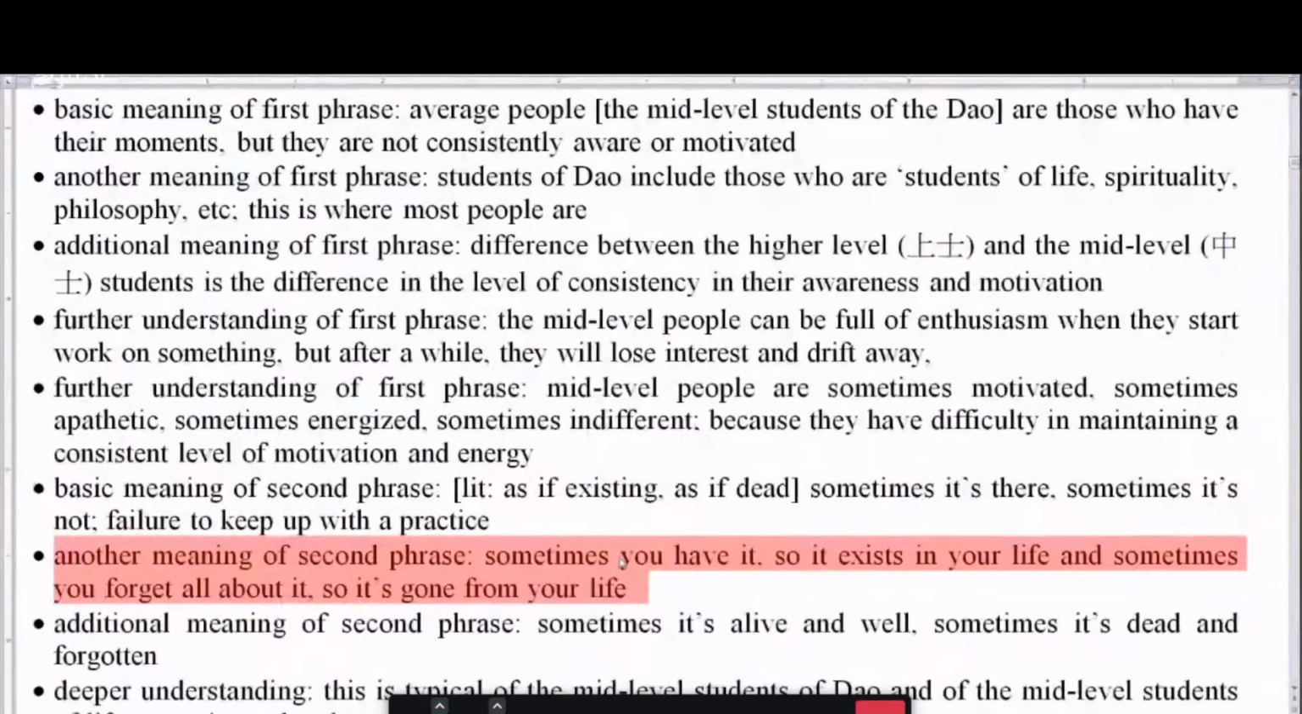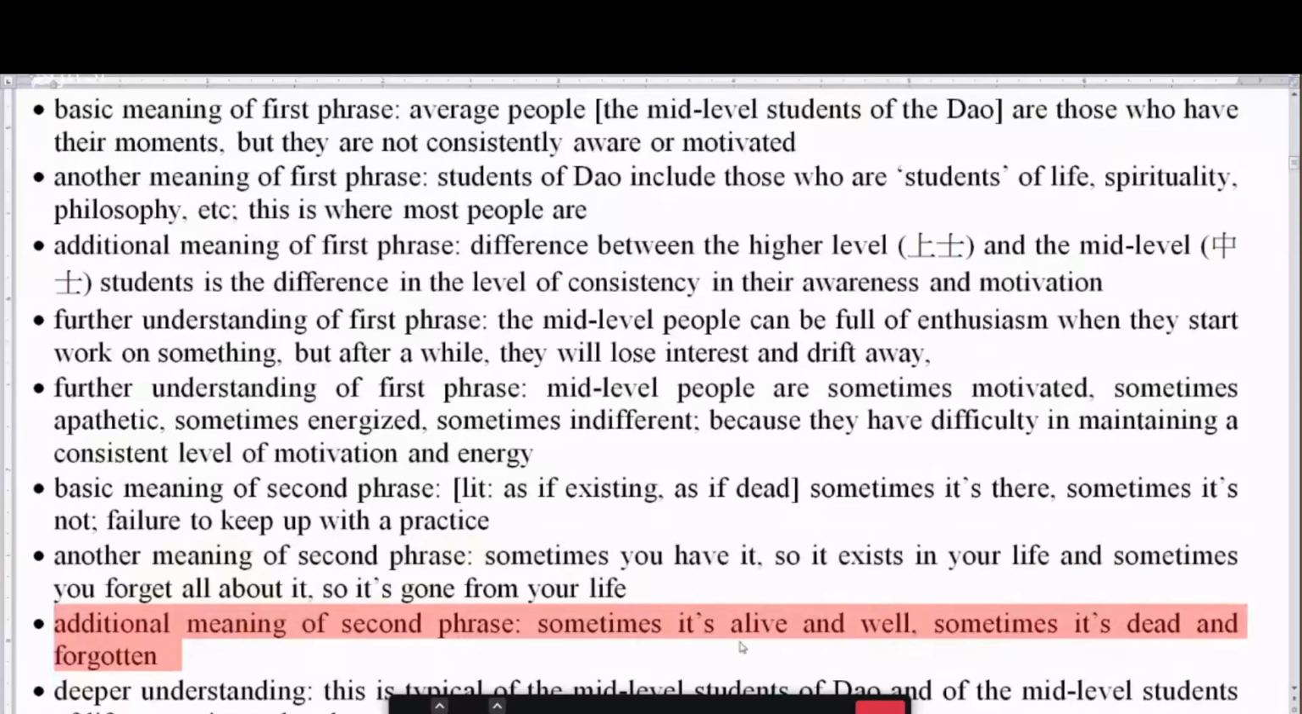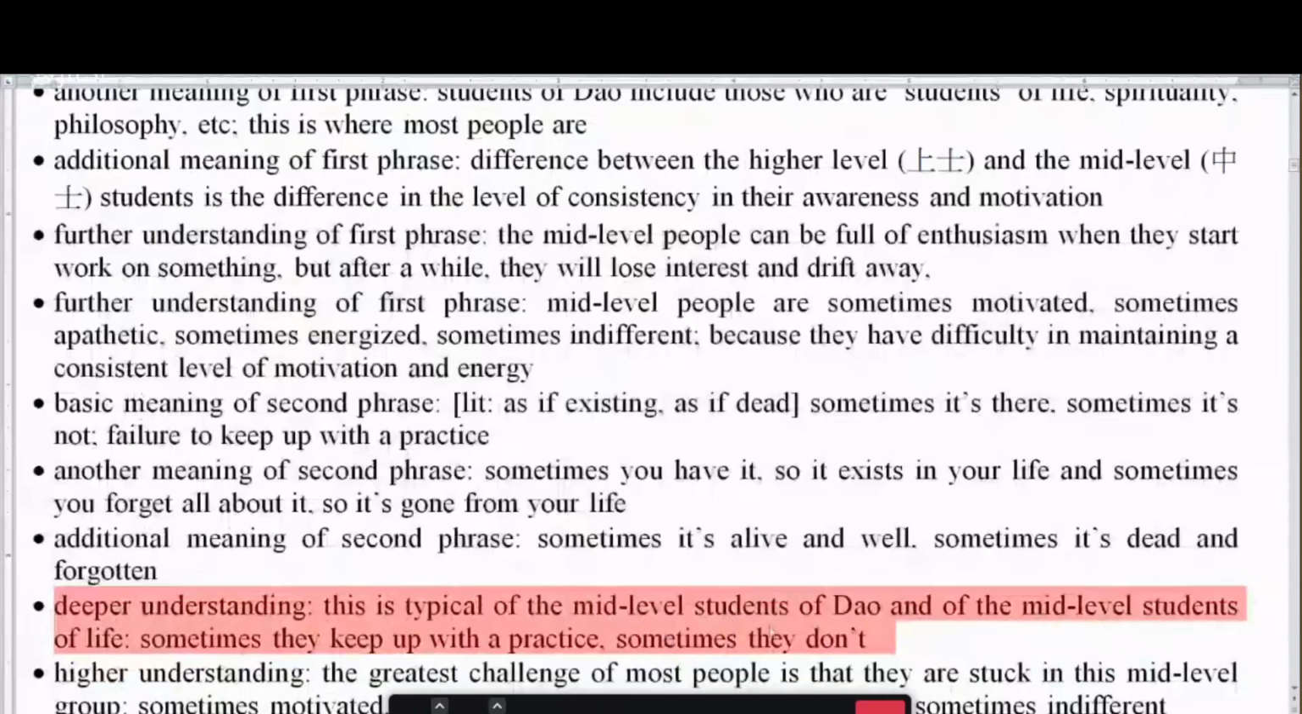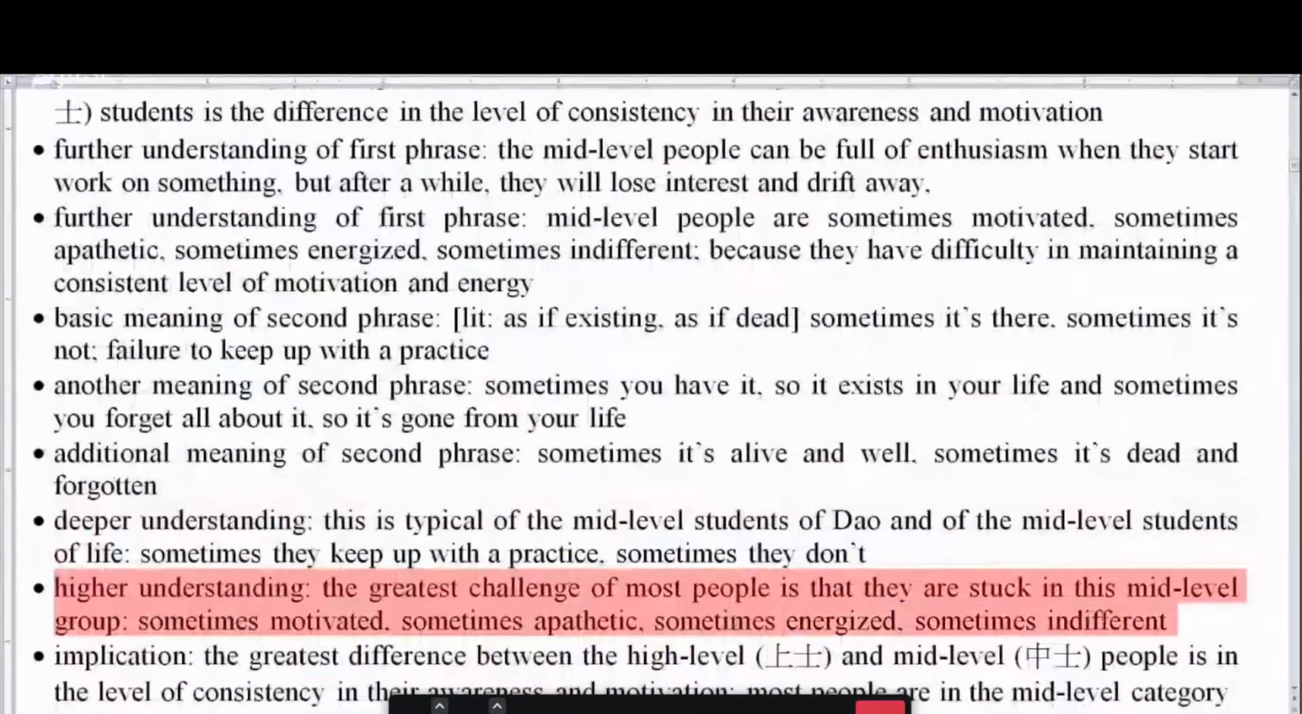So if you learn and practice the Tao consistently, you always have it, so it exists. But if you don't learn and practice the Tao, then you're going to forget about it. So therefore, it's gone from your life. Sometimes it's alive and well, sometimes it's dead and forgotten. This is typical of the mid-level students of Tao and of life. Sometimes they keep up with practice, sometimes they don't. So the greatest challenge of most people is that they are stuck in this mid-level group.